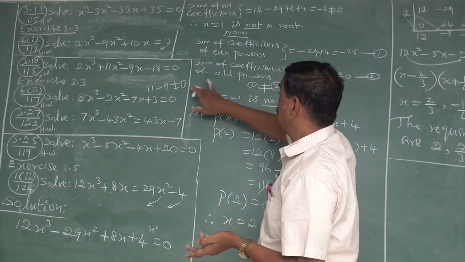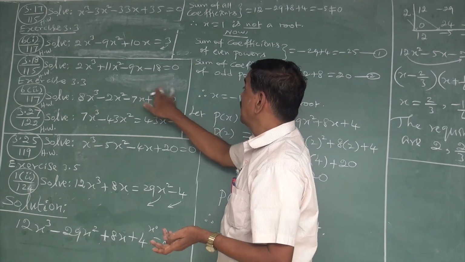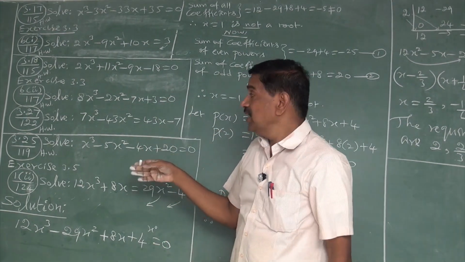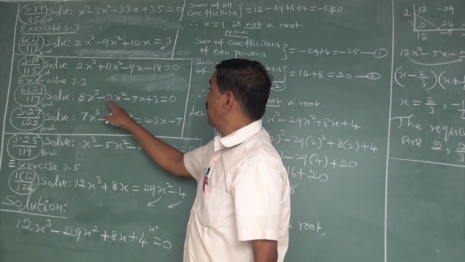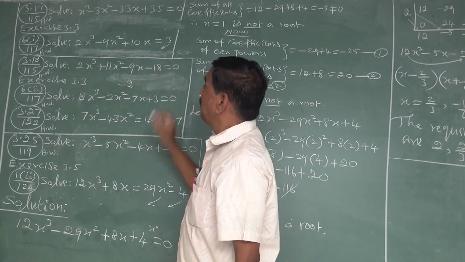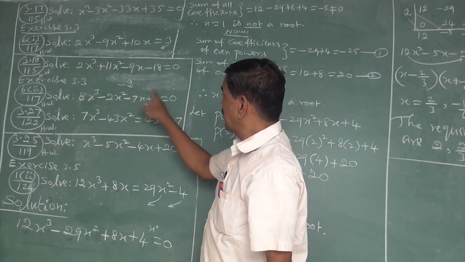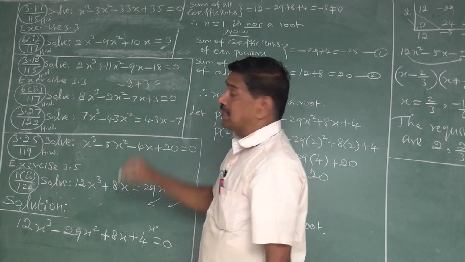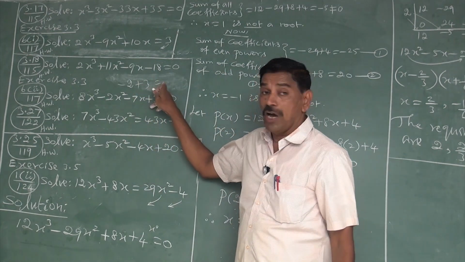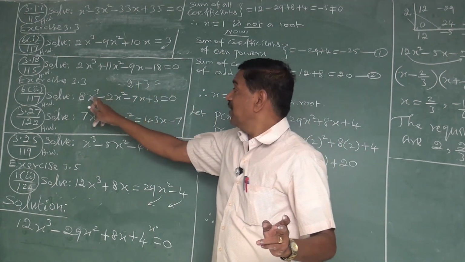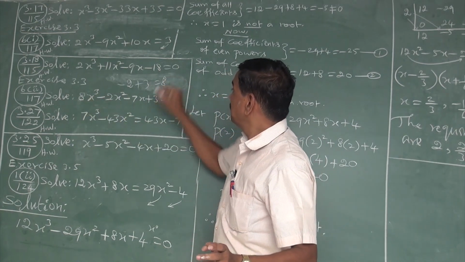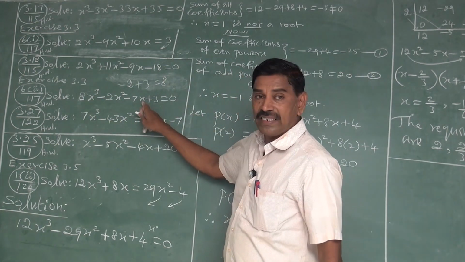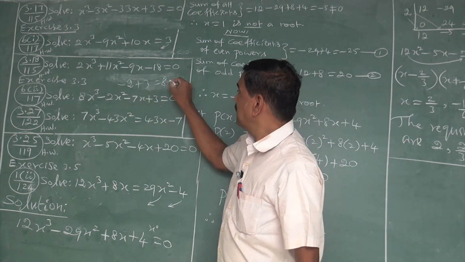Okay. Next you move to even powers, that is, the sum of coefficients of even powers. You want to verify. Listen, x square coefficient minus 2. Next, the constant is considered even, 3. Next step, the sum of coefficients of odd powers, please. X cube coefficient 8. And next, minus 7, because x coefficient is minus 7.